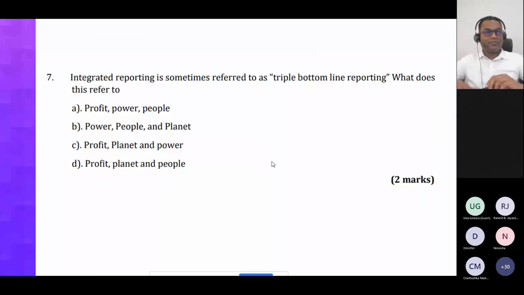Right, look at this one. This is a very simple question. Can you answer this question? Read the question and give your answer. Not a difficult one. Simply you can answer. Integrated reporting is sometimes referred to as triple bottom line reporting. What does this refer to?